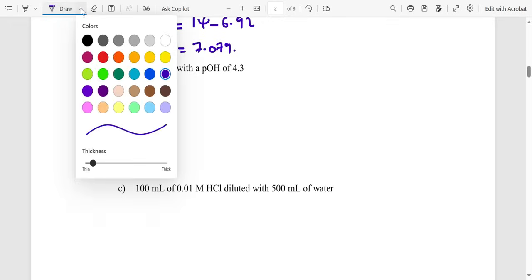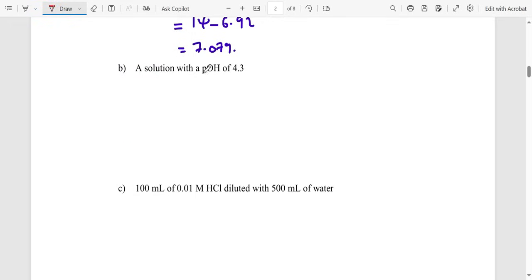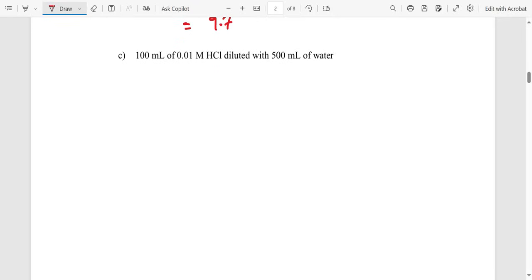The second one, we want to calculate the pH when the pOH is 4.3. Again, pH is simply 14 minus pOH. So this is going to be 14 minus 4.3. So 14 minus 4.3 is 9.7.